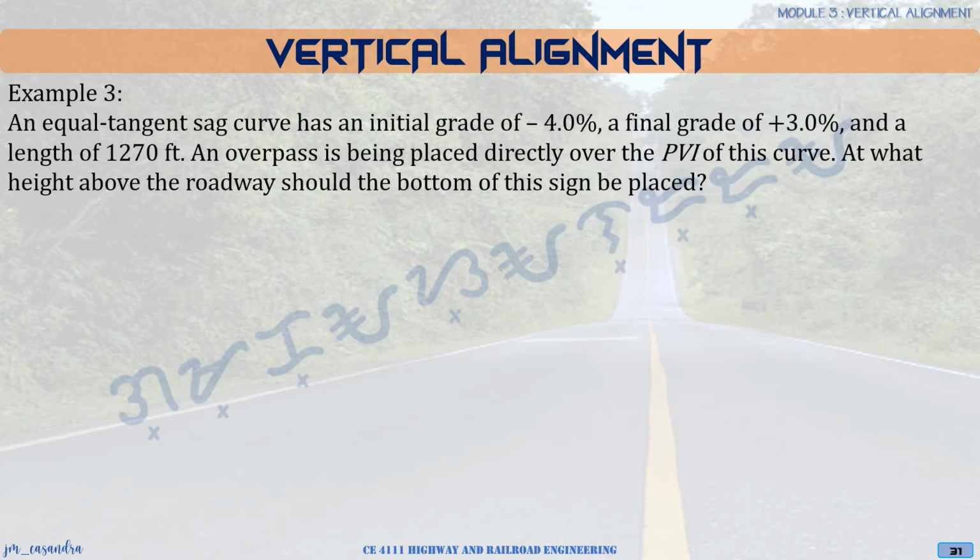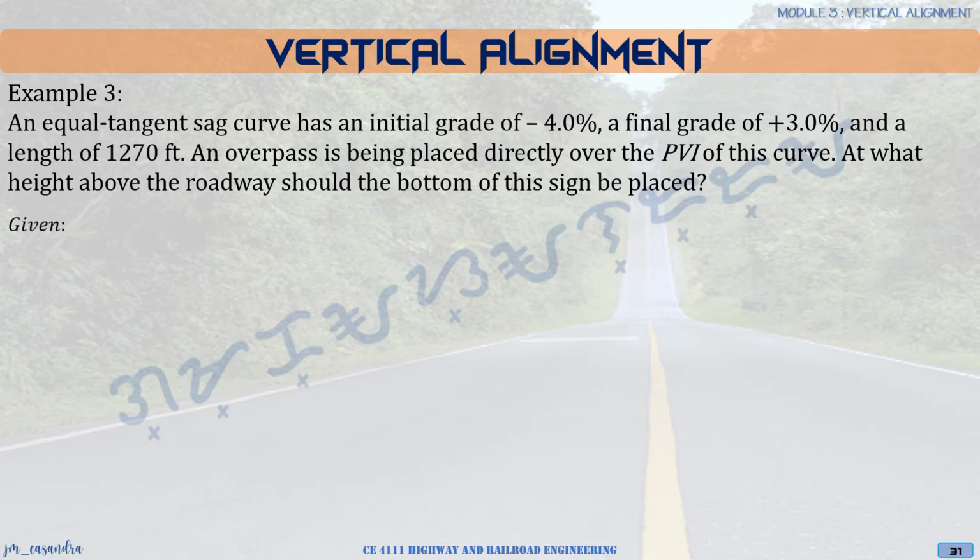So let's solve an example. An equal tangent sag curve has an initial grade of negative 4% and a final grade of positive 3%, and a length of 1,270 feet. An overpass is to be built directly above the point of vertical intersection. So we have to determine the height at which the bottom of the overpass is to be placed above the roadway.